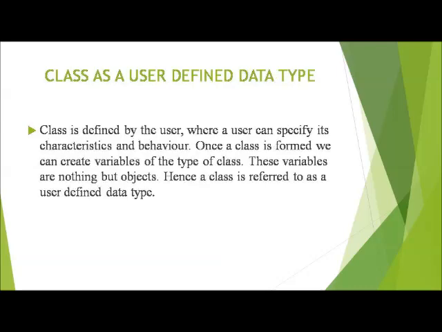Class as a user-defined data type. Class is defined by the user, where a user can specify its characteristics and behavior. Once a class is formed, we can create variables of the type of class. These variables are nothing but objects. Hence, a class is referred to as a user-defined data type.